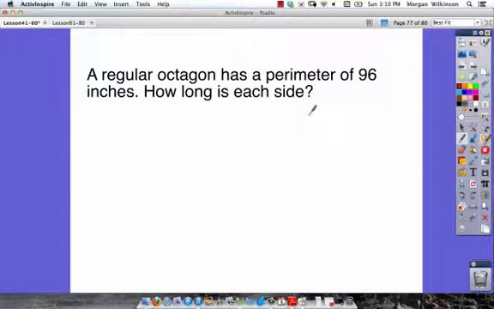A regular octagon has a perimeter of 96 inches. How long is each side? Now, a regular octagon means 8 sides, like a stop sign. And regular means all sides are the same length. All sides equal length is how we'll write it in our notes.